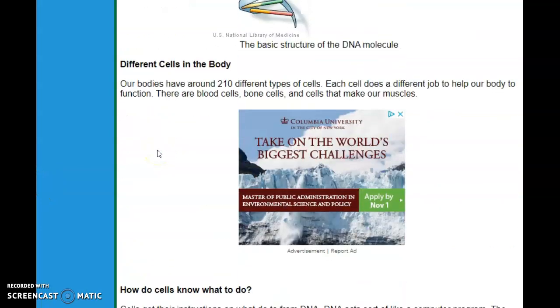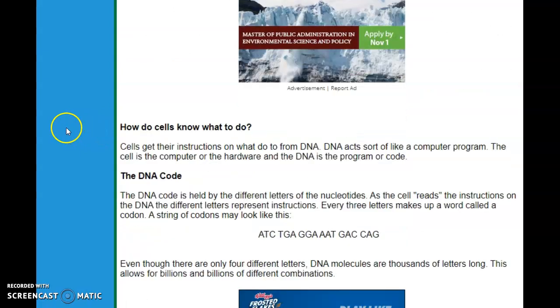Different cells in the body. Our bodies have around 210 different types of cells. Each cell does a different job to help our body to function. There are blood cells, bone cells, and cells that make our muscles.